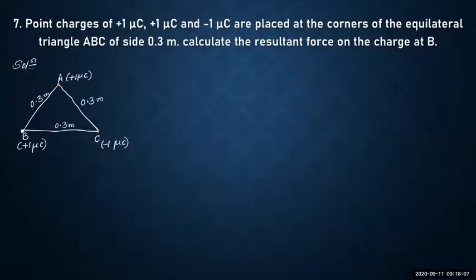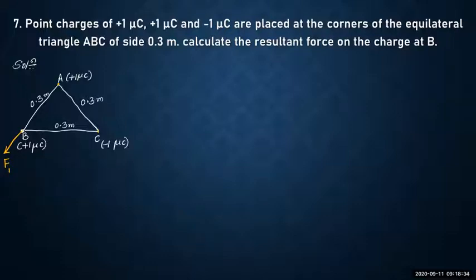Very simple. B experiences a repulsive force from the charge at A. Why does it experience repulsive force? Because both the charges are positive charges. Hence, the force will be acting like this, in this direction. You call this force F1.